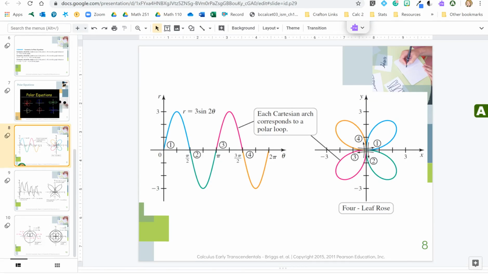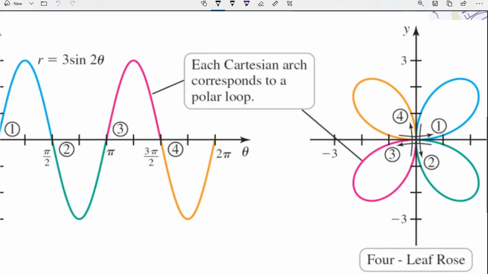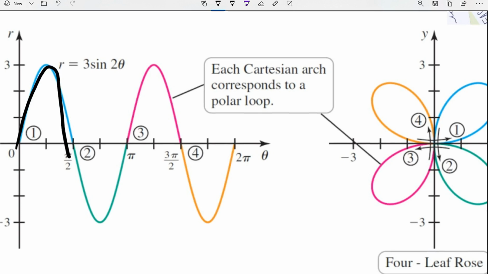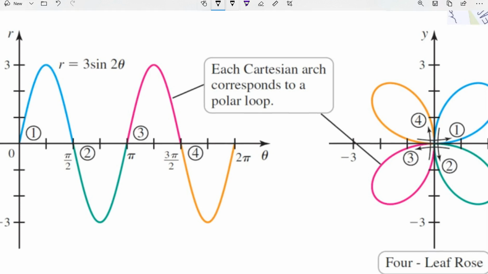Walk through some of the more complicated polar equations from the book. So this is one that started out with some nice color coding. I just want to talk about why everything ended up where it ended up. So we've got our first chunk, this blue chunk.